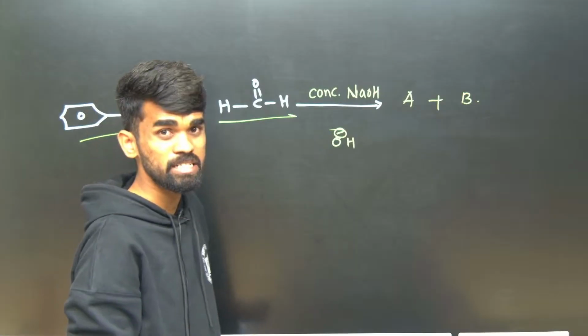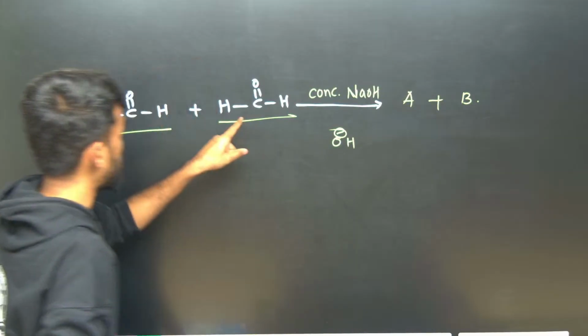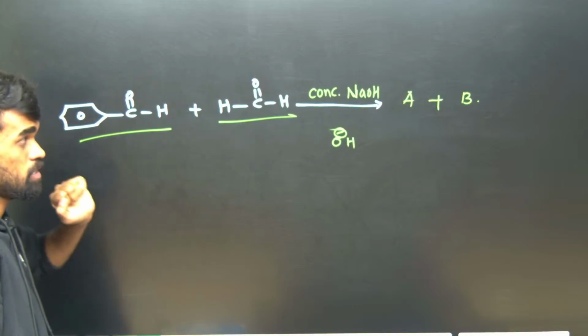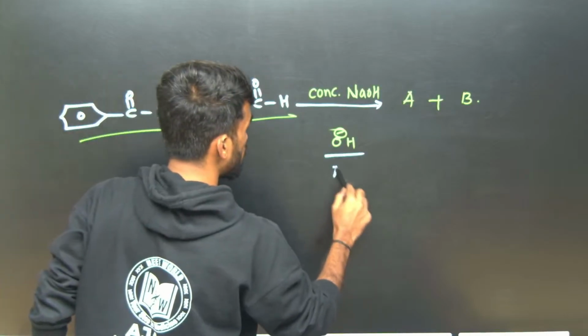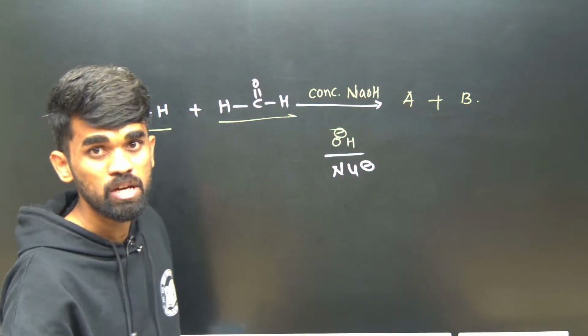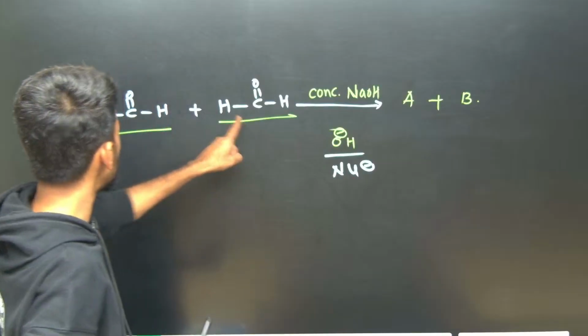Concentrated NaOH acts as a good nucleophile. So where will it attack? Either formaldehyde or benzaldehyde. So I told you this is a nucleophile. So nucleophiles always attack at the more electron deficient site, the more electrophilic site. So which is more electrophilic?